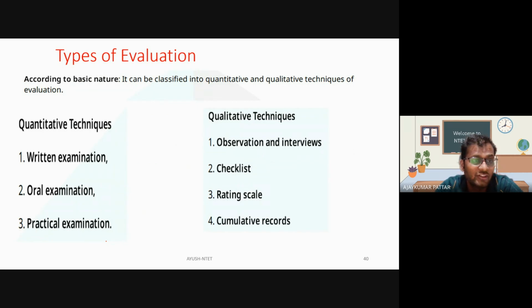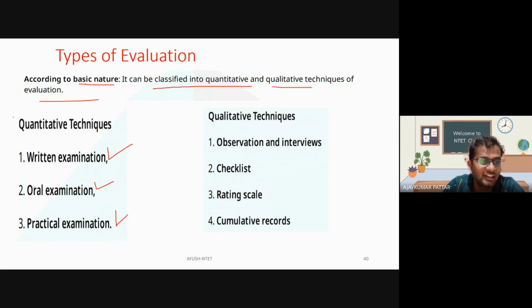Then types of evaluation, according to basic nature. It can be classified into quantitative and qualitative techniques of evaluation. What do quantitative techniques mean? You can take the written examination, oral examination, practical examination. These are quantitative based on the nature. Once again I am telling, quantitative means measuring or giving numbers. If you need quantitative techniques, then you have to do a written exam, oral exam, practical exam.